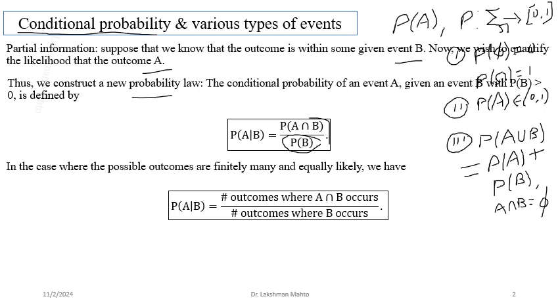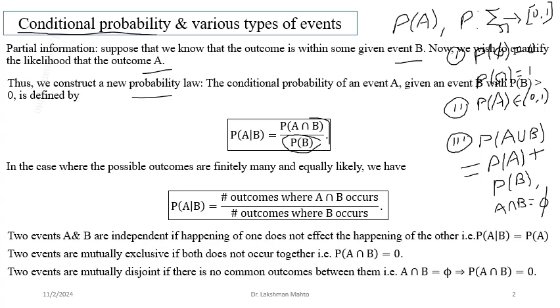So that's simple. When the sample space is finite, by default every event would be finite. Whatever event you define in a finite sample space, it would be finite. Then you can put numeric things, and you can apply all those principles of counting that we had already discussed.